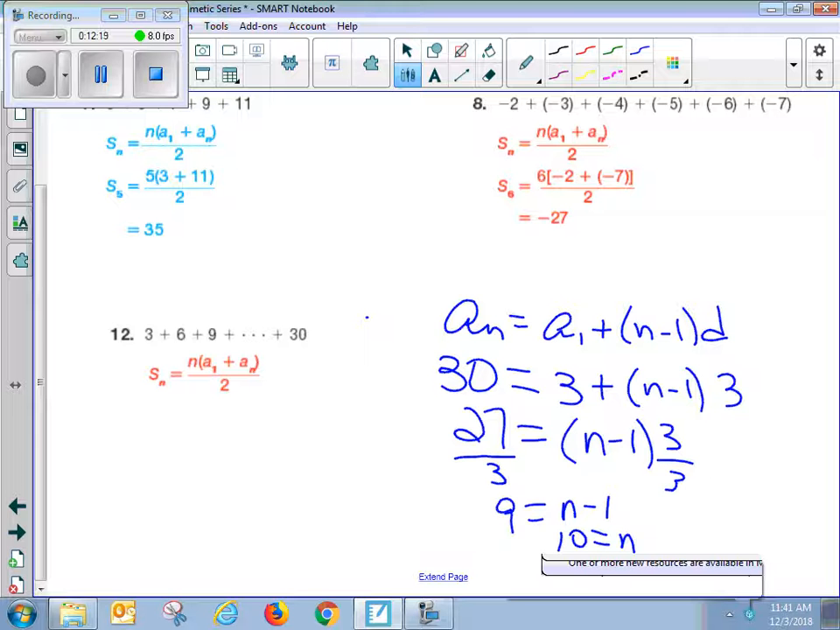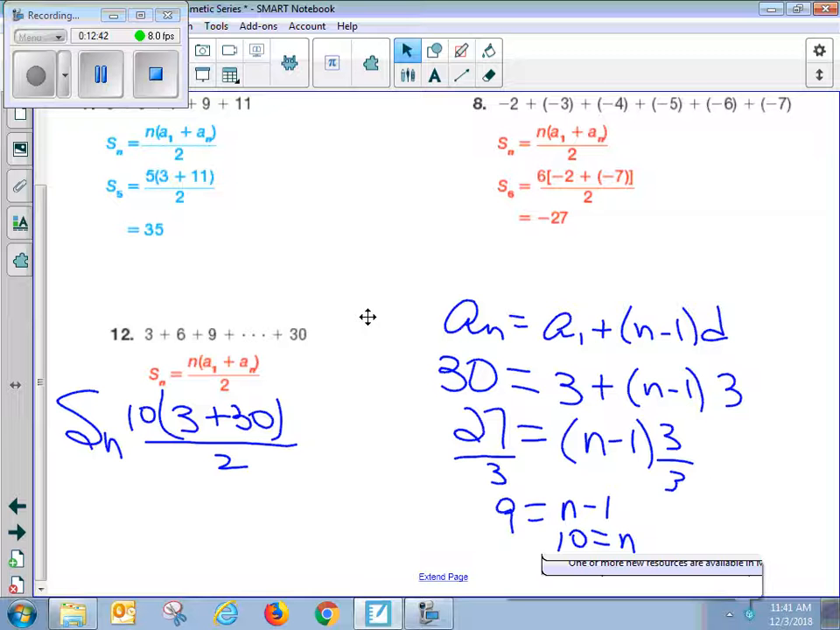Now, with that being said, here's Gauss's formula. You know the first. What is the first? You know the last. What is it? You know how many, which is all over. Do the math, please. Answer? 165? Okay.